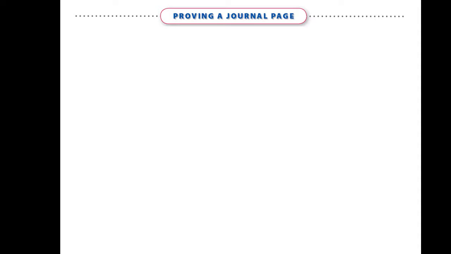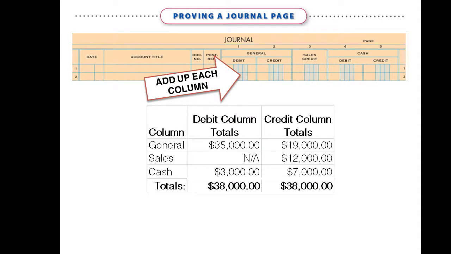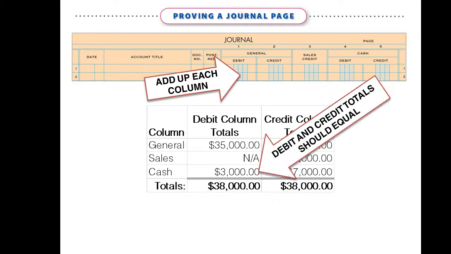Let's visualize this process. Add up each column in the journal. Then add the debit columns together and the credit columns together. If debits and credits are equal, you've done the right thing.